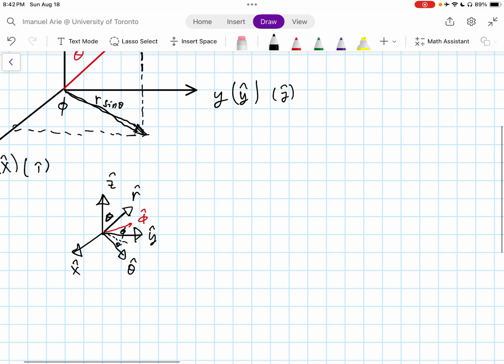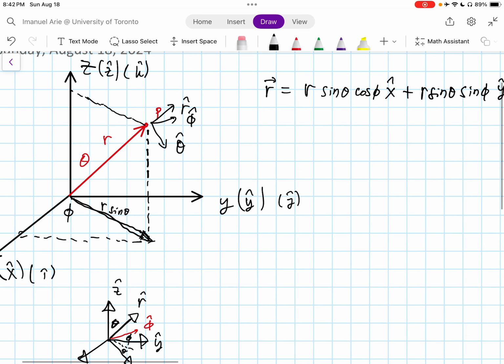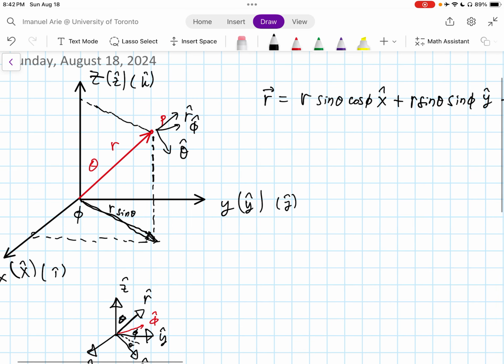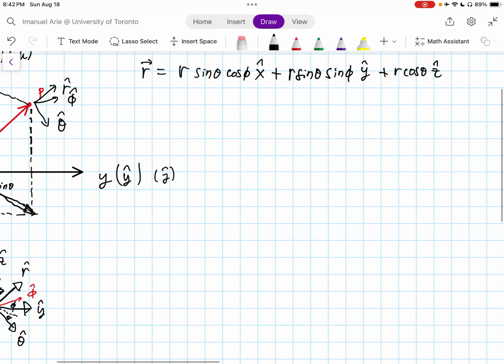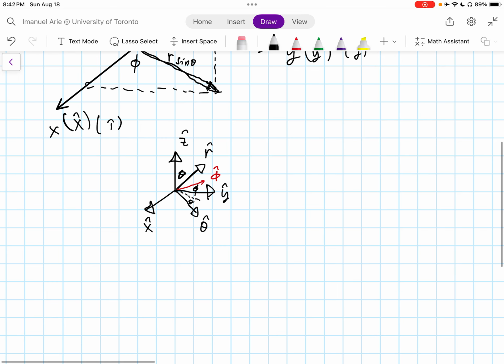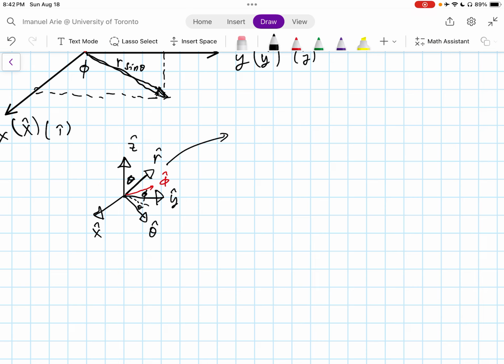Now let's see. What is r hat in terms of x hat, y hat, and z hat? Well, we can basically do the same as what we did with the vector r here. We are going to project r hat onto the xy plane, and then project that projection onto the x hat and y hat components respectively, and then we also project r hat onto the z-axis, I mean z hat. So here, if we project r hat onto the xy plane, we have what?